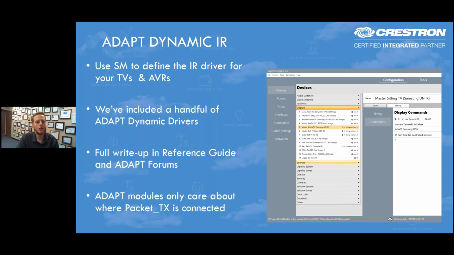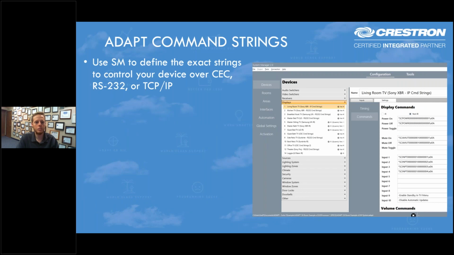And just keep in mind that the ADAPT modules in Simple Windows only care about where that packet TX signal is connected. And we will essentially fire the IR commands on that packet TX signal. And we already talked about command strings, but again, this is how you can control devices over CEC, 232 or IP. Bad third-party modules will bog down your system.